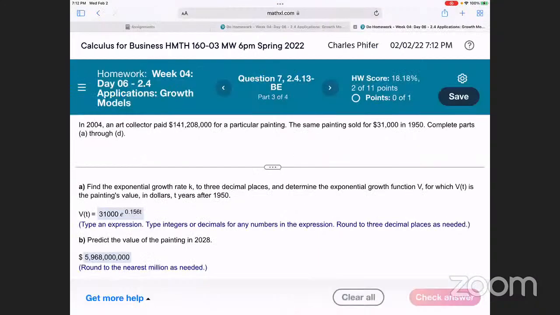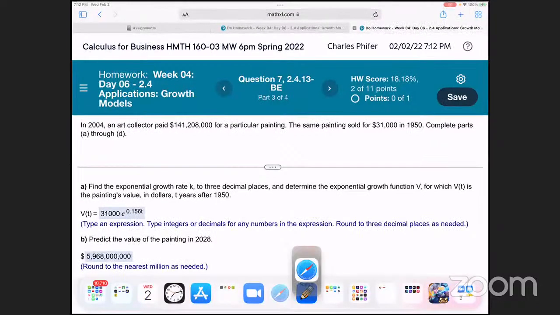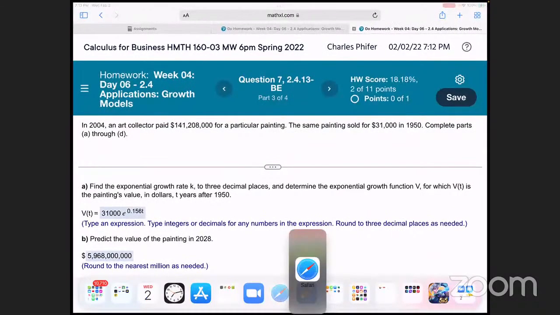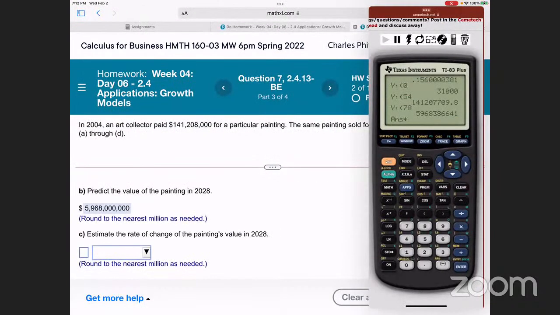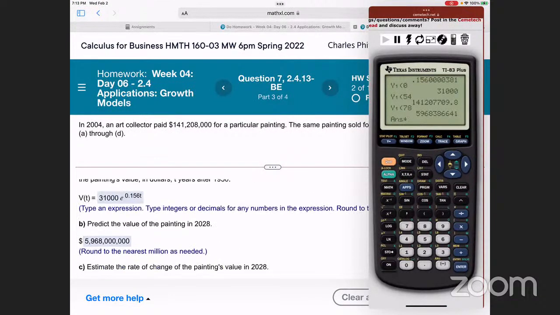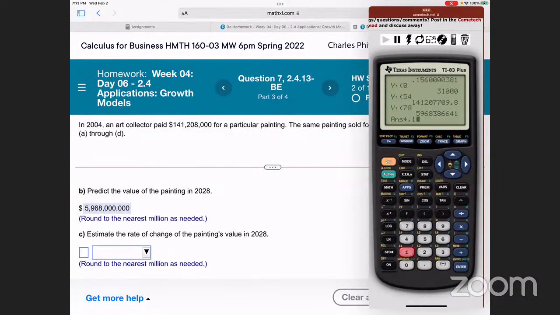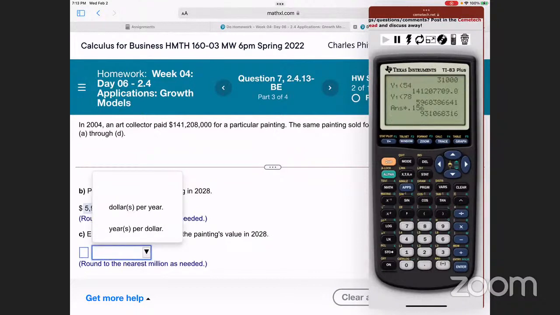I am trying to be, let me see if I go like this. Okay. So then for the next one, all I'm going to do is say that answer times, I think the rate was 0.156 times 0.156, the rate of change. Okay, that's per year. So let's do dollars per year.